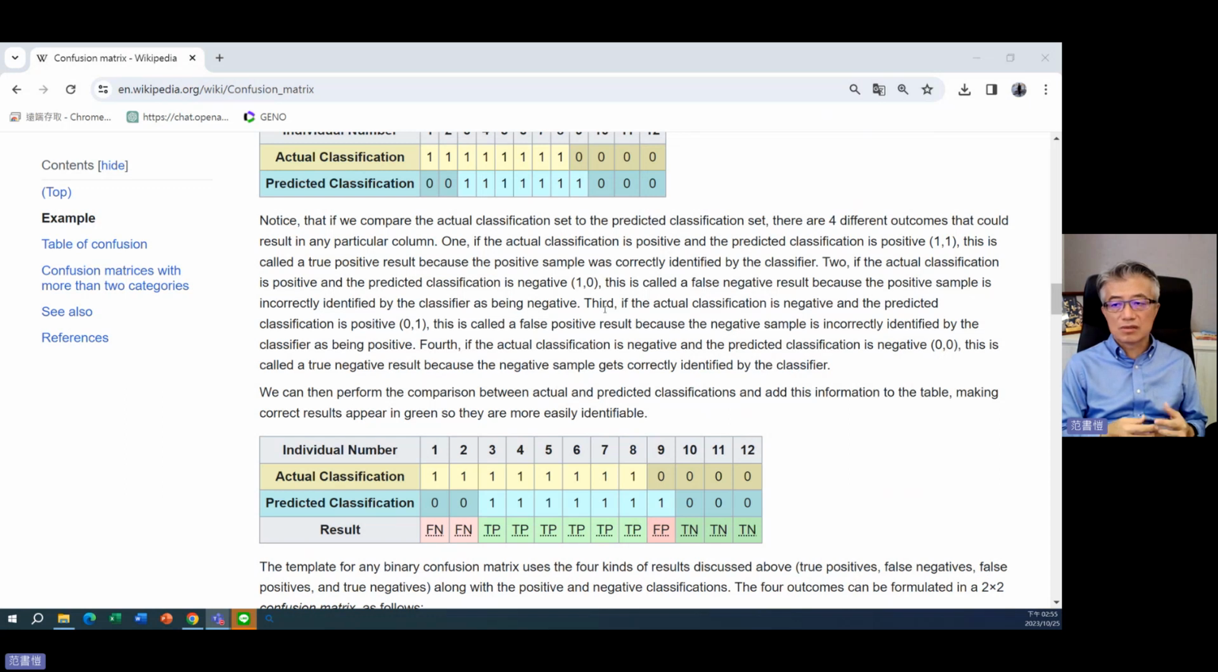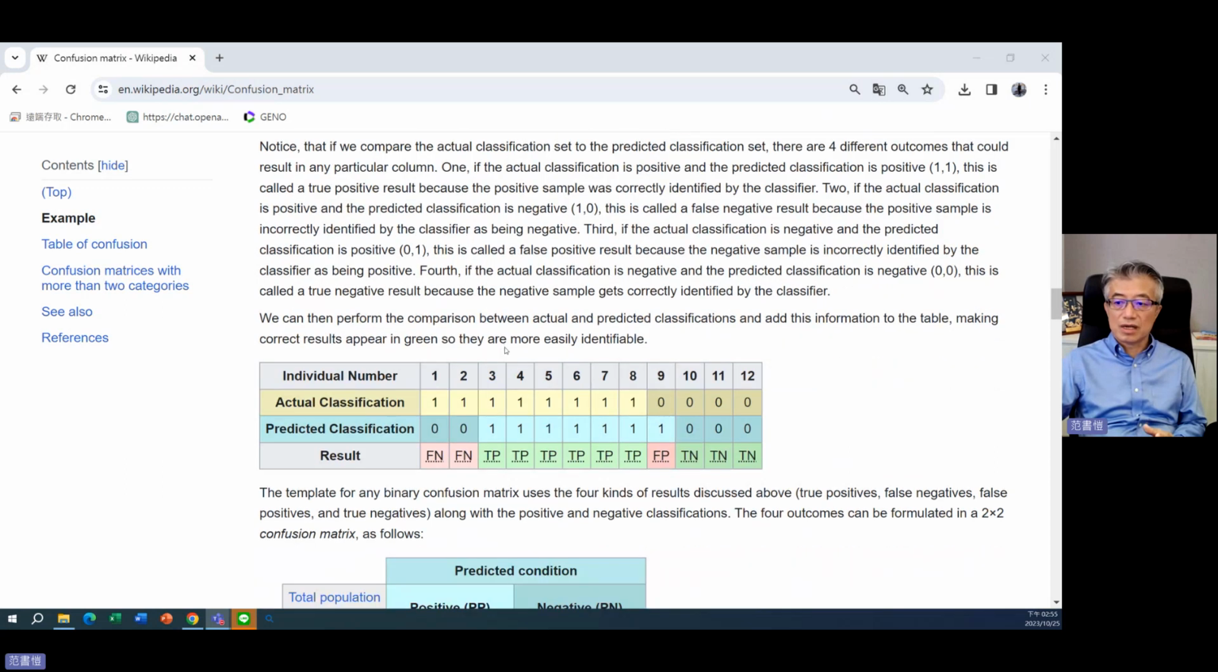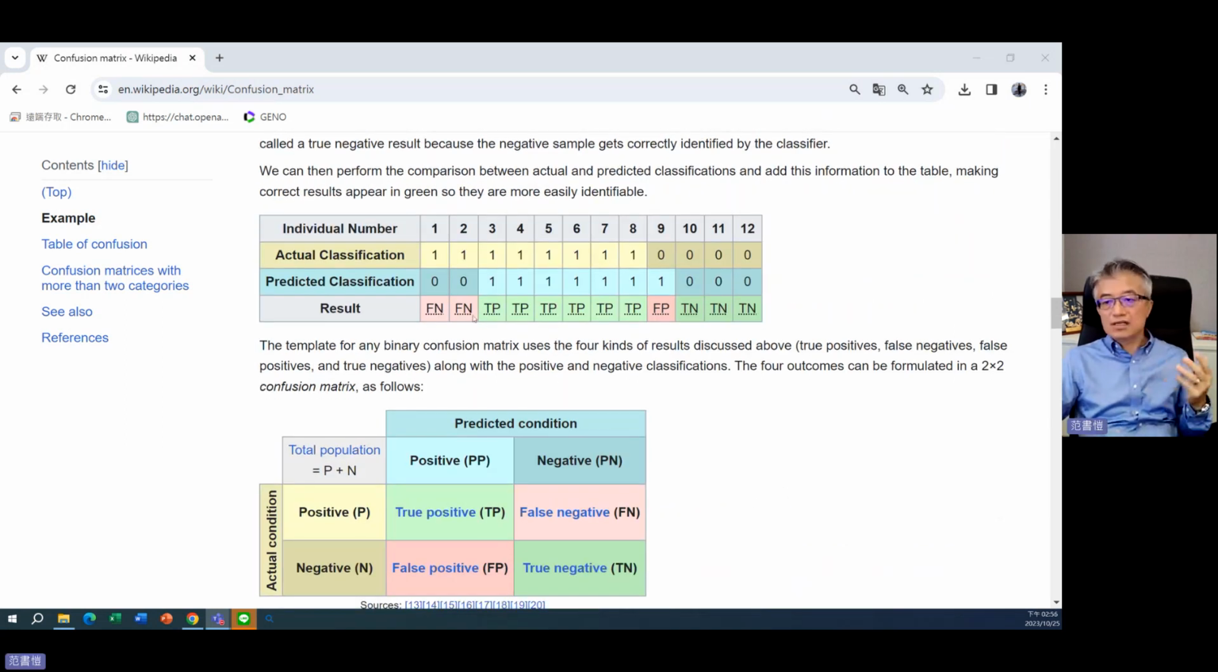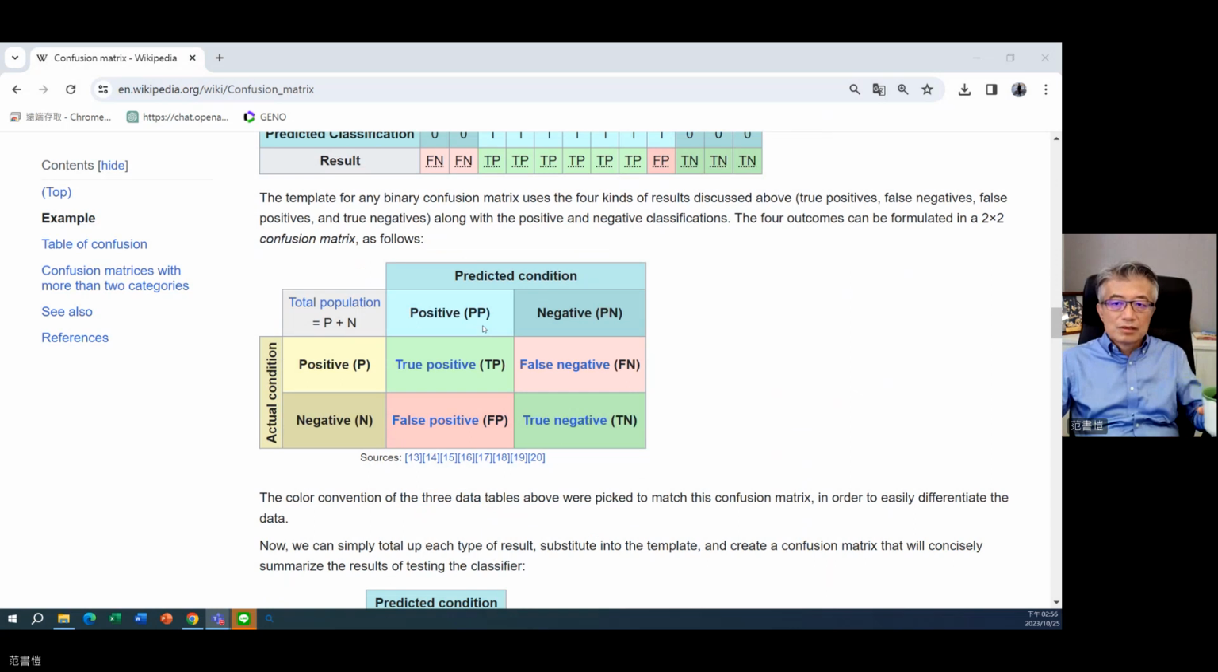So then based upon the results, the confusion matrix can be created. Then we perform the comparison between the actual and predicted classification results and add this information to the table, making correct results appear in green so they are more easily identifiable. If it is pink, this is a wrong prediction. If it is green, it indicates a correct prediction. So the following template can transform into the table, for example, for any binary confusion matrix.